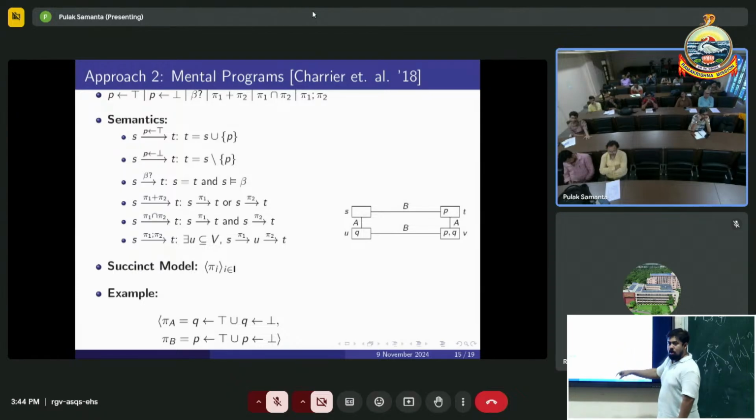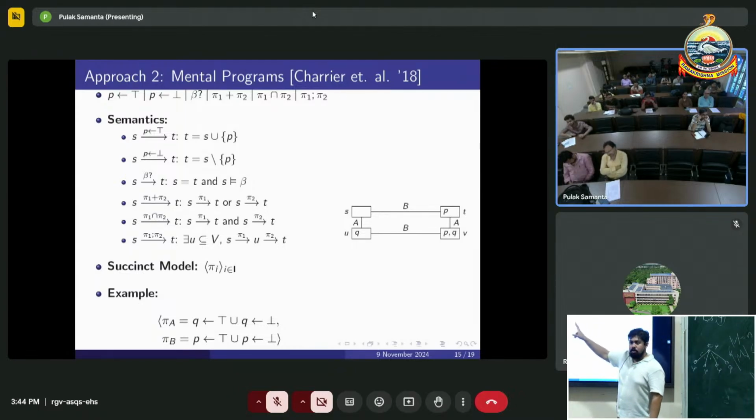I don't know if you can notice, but in that paper they also proposed a model checking algorithm using this approach, and it has been proven to be PSPACE. They have given a theoretical game. The problem is they have not implemented their mental program thing.